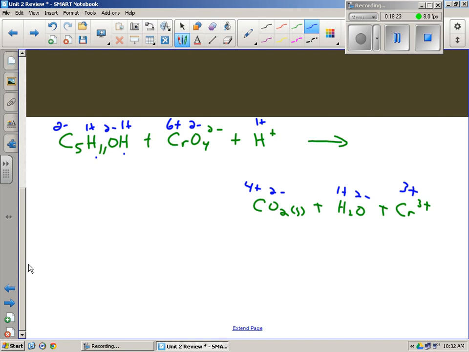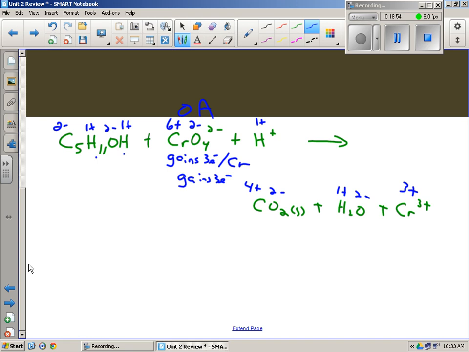Chromium is going from a 6 plus to a 3 plus, so that gains 3 electrons per chromium, don't forget. And I know that's a little thing there, and you might not want to do that, but remember, based on each atom, okay? Therefore, in total here, yes, gains 3 electrons. Obviously, if it's gaining electrons, it's being reduced. If it's being reduced, it's your oxidizing agent. I'll put OA up there. Okay?